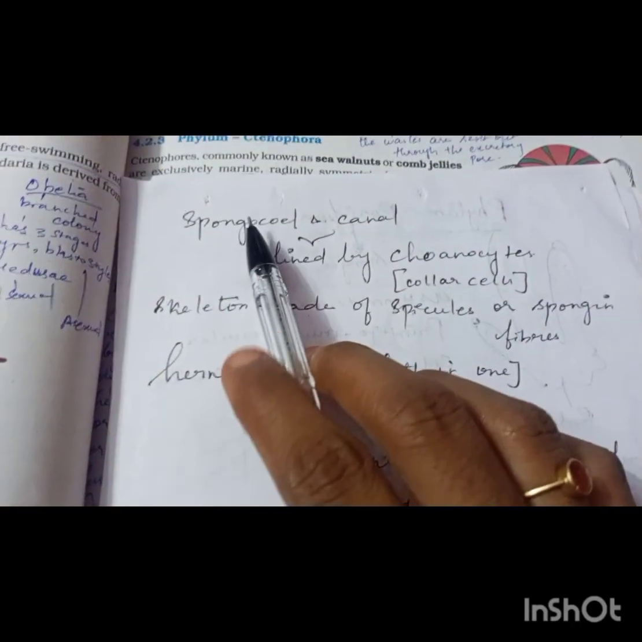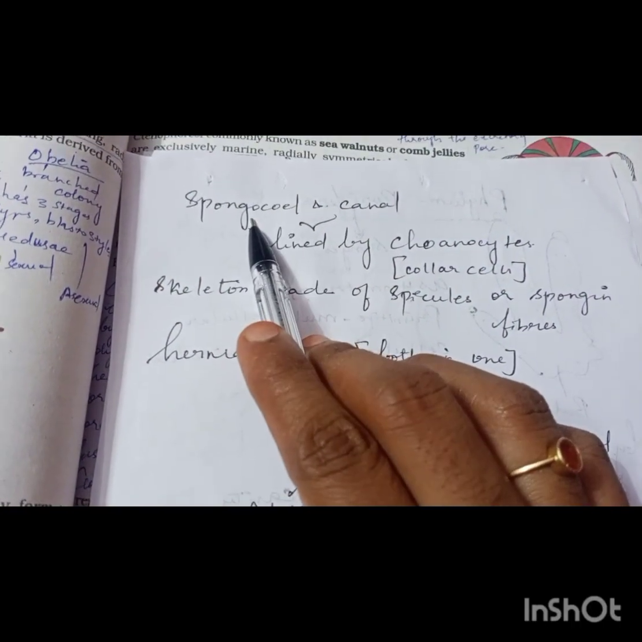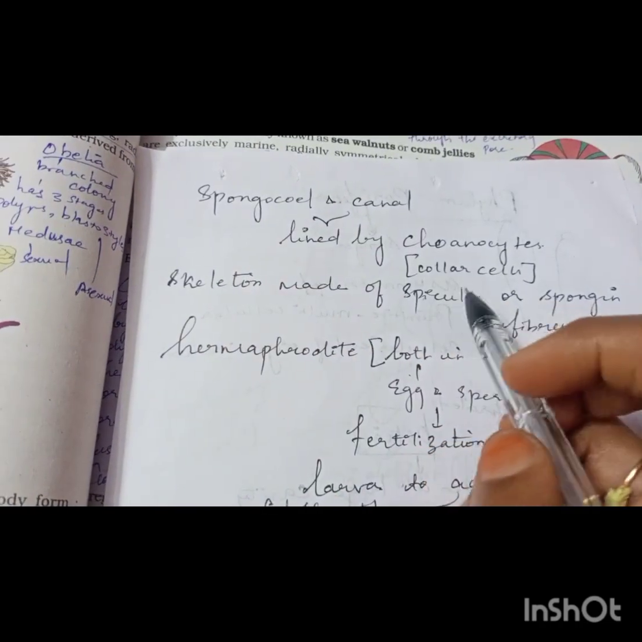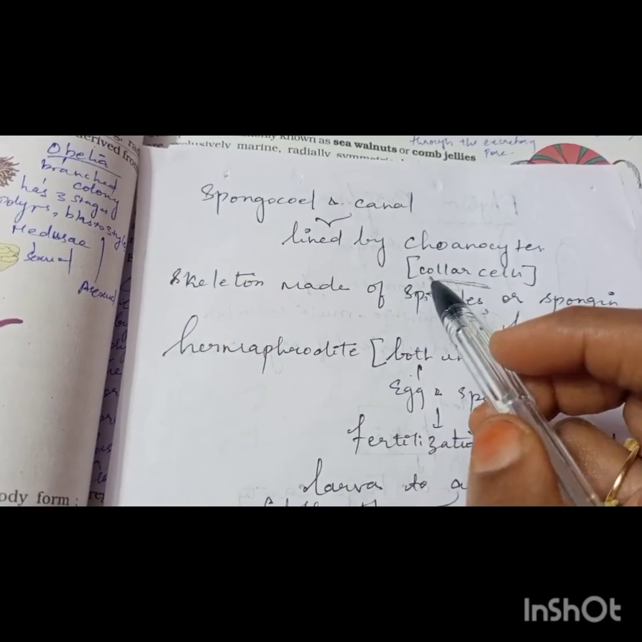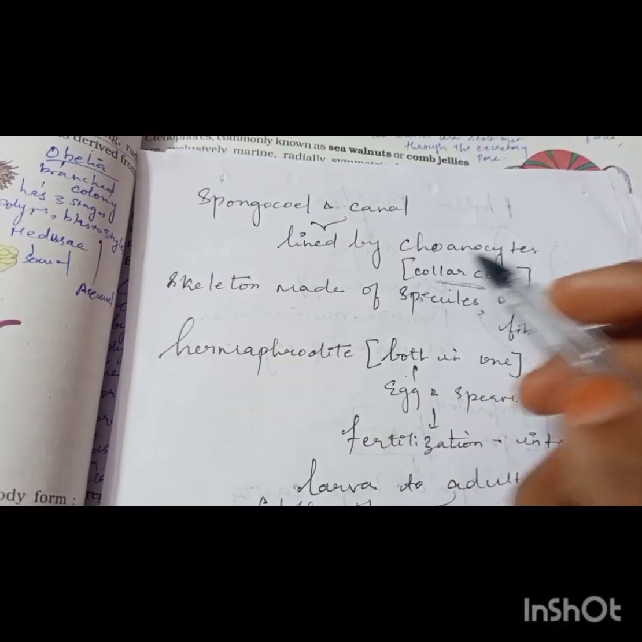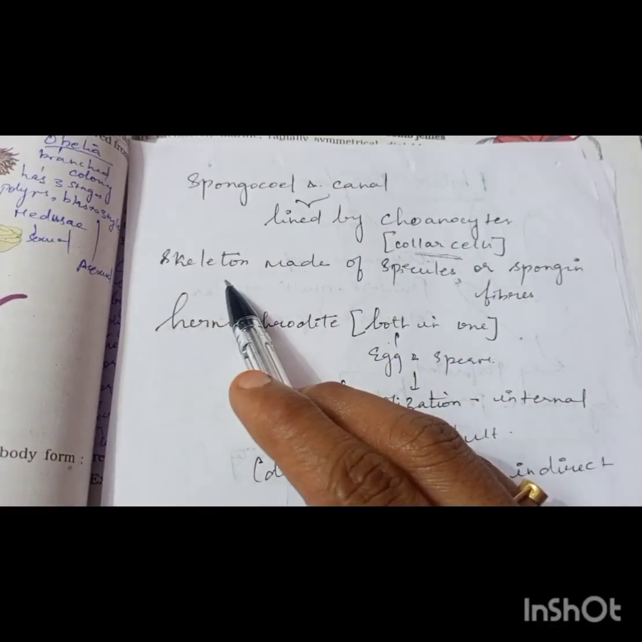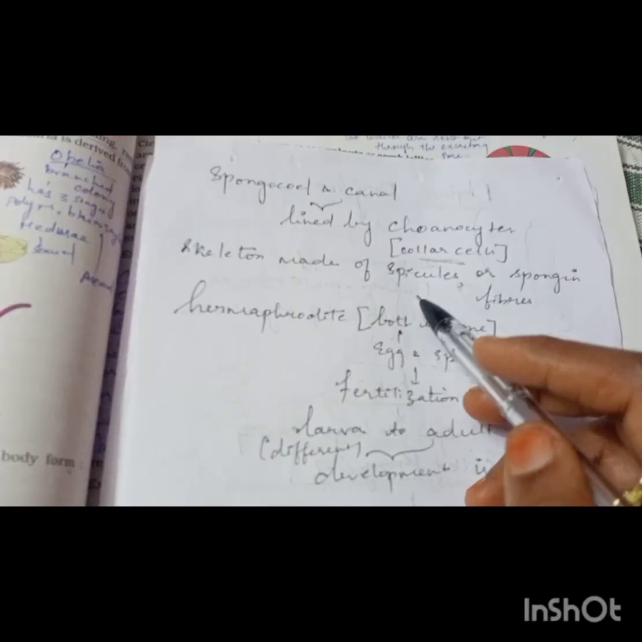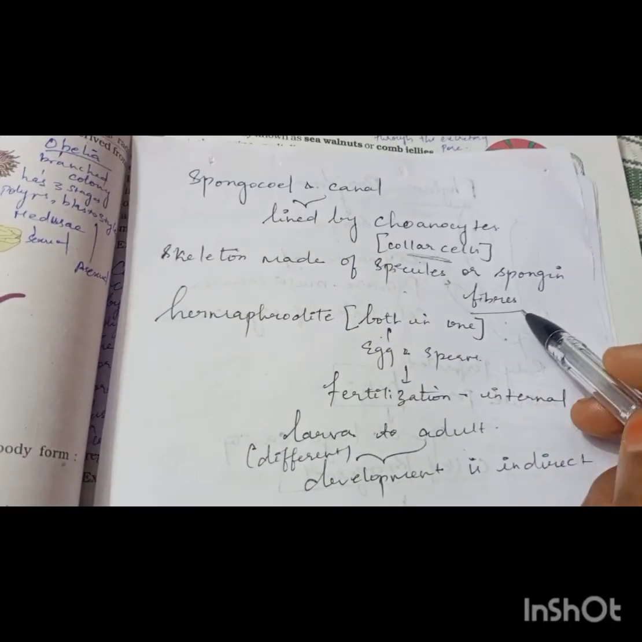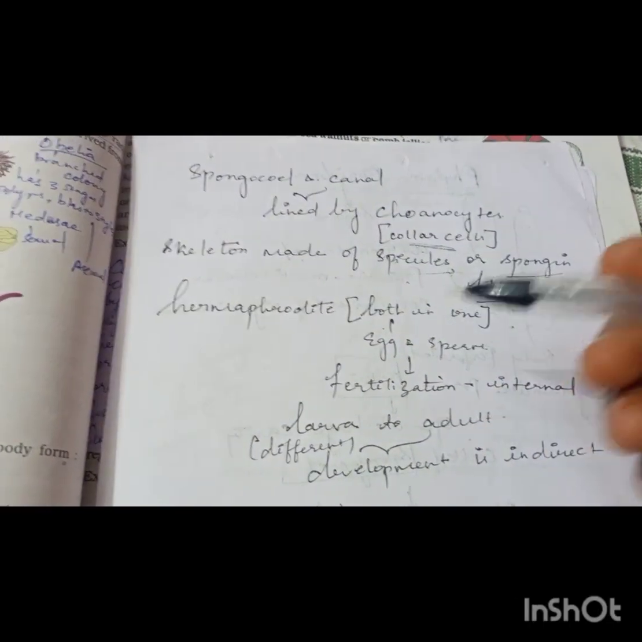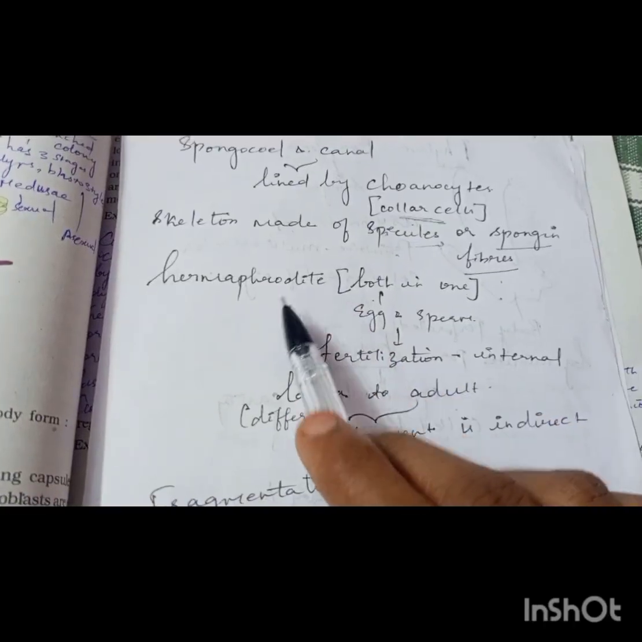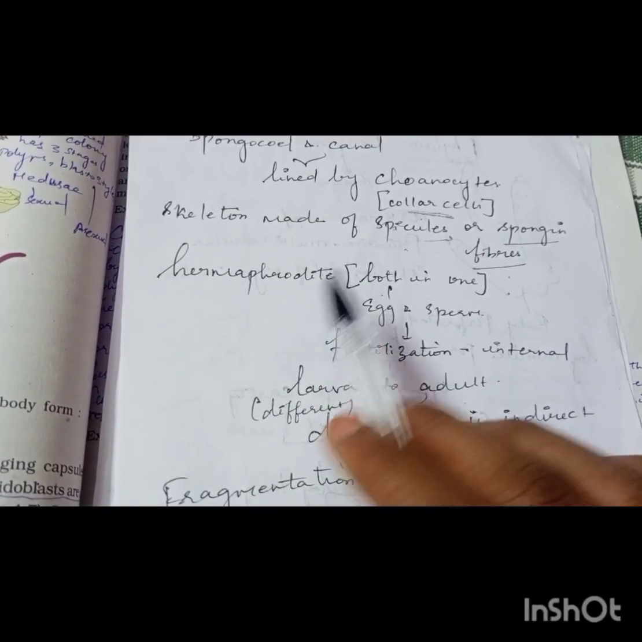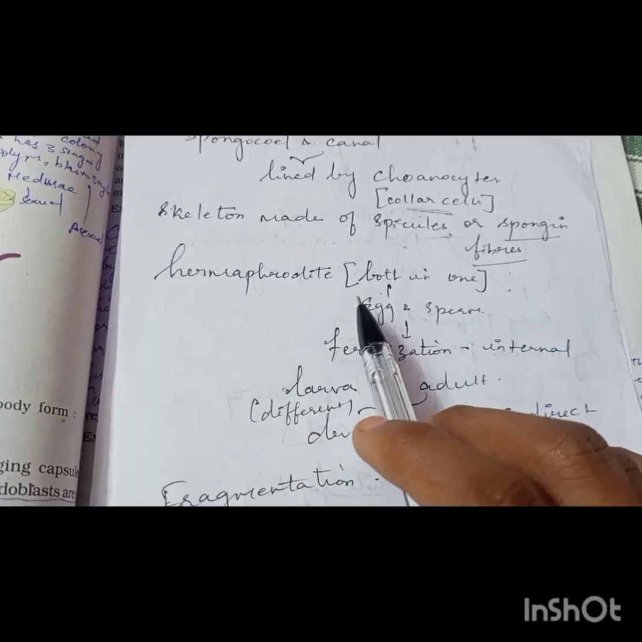So we have seen that all the pores, ostia, will open into a cavity called spongocoel. It is lined by a group of collar cells called choanocytes. The sponge has a skeleton. It is made up of spicules or spongin fibers. It will give a stiff structure to the organism, and it is hermaphrodite, that is, male and female distinction is not there. Both are present in the same organism.